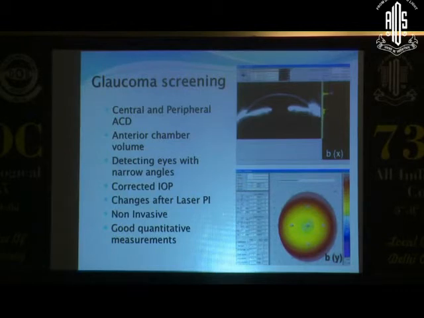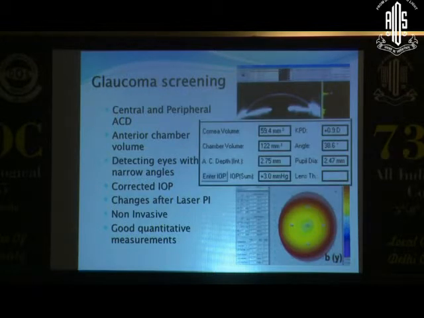So glaucoma screening, as I told earlier, has a very small role. It is a non-invasive technique and it has good quantitative measurements. In central and peripheral anterior chamber cases, the anterior chamber volume helps in detecting angles with a narrow chamber. They say that an angle of less than 25 degrees or a chamber volume of less than 100 is again highly predisposed to angle closure glaucoma.